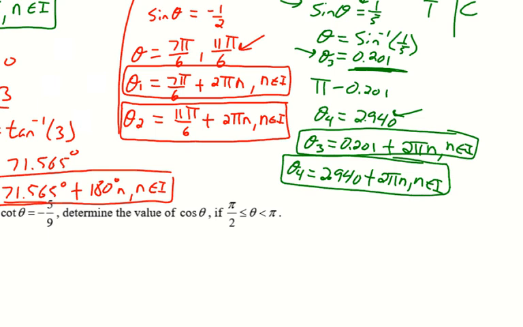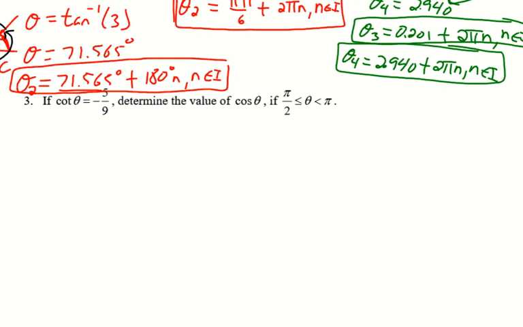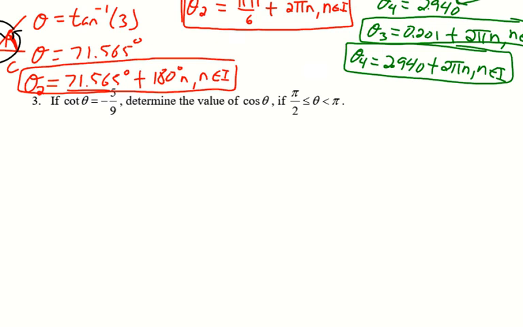Whew. Wow, that took a long time. All right, so that was that one. Let's keep going so we can get this done in a reasonable amount of time. All right, number 3. If cotangent theta is equal to negative 5/9, determine the value of cos theta if theta has to be greater than pi over 2 and less than pi.